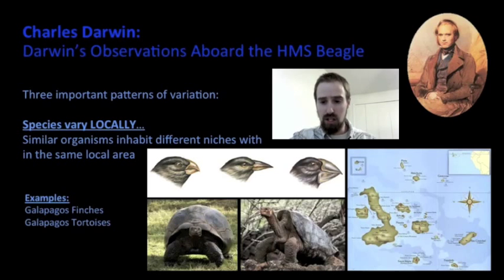So many finches in so many different environments. They must be related to one another because they are all finches. But how did there come to be so many different varieties?